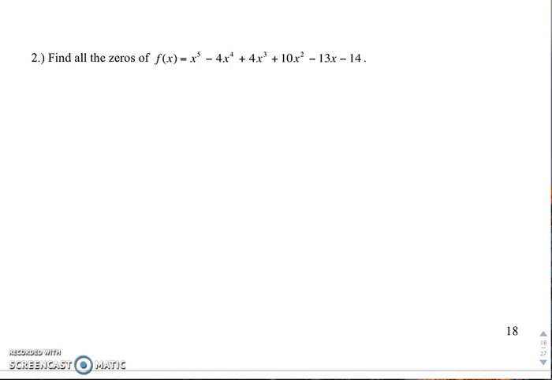Right, so we're going to try number 2, the polynomial x to the 5th minus 4x to the 4th plus 4x cubed plus 10x squared minus 13x minus 14. And again, we know that this has got 5 total solutions. So we're still going to start the same way by graphing it.